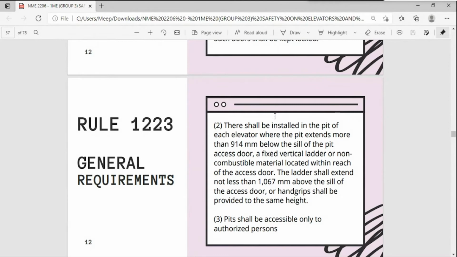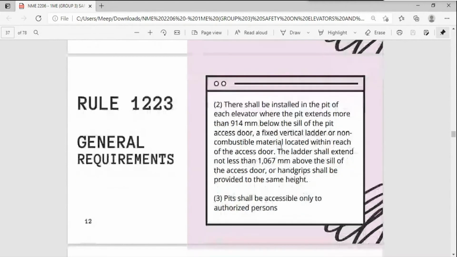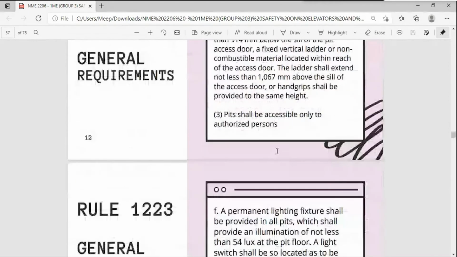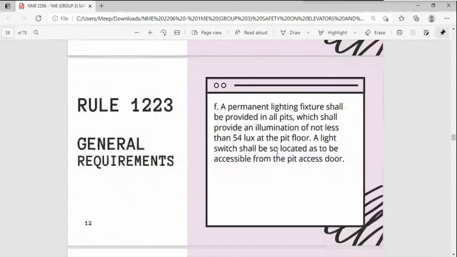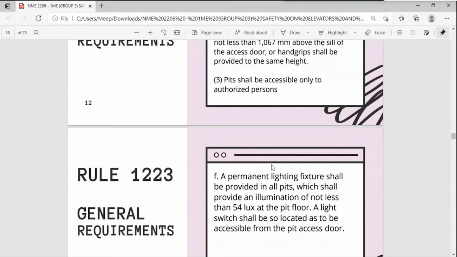Kumbaga, kailangan po merong palaging emergency ladders of non-combustible material malapit po sa access door. At di po siya kailangan mag-extend ng more than 1,067 millimeters. Next, pit shall be accessible only to authorized persons such as yung gumagawa po ng elevator, the mechanical engineer, or the electrical engineer.